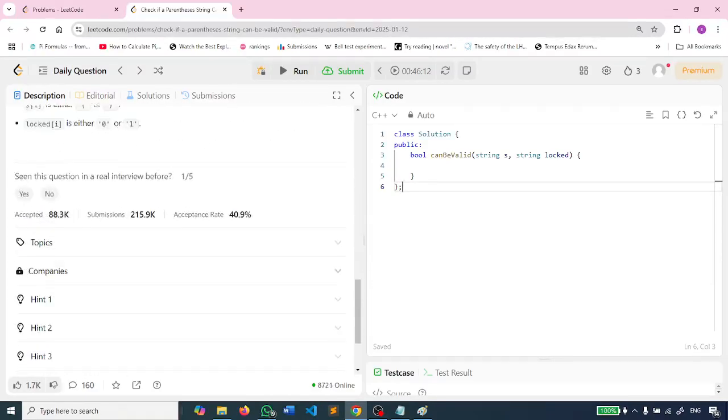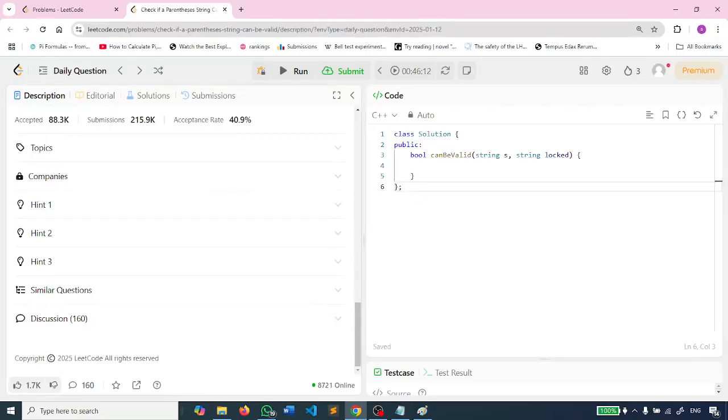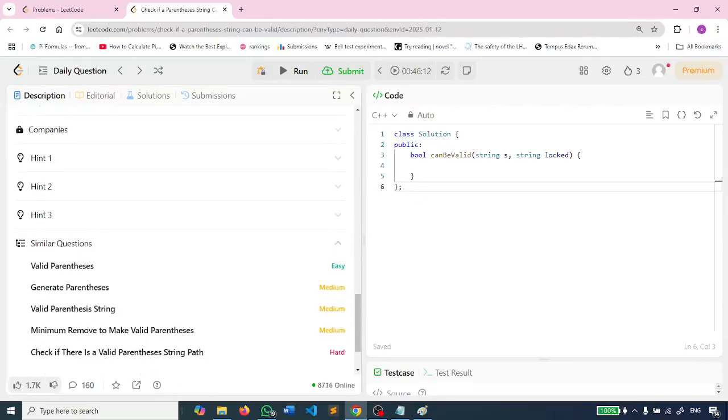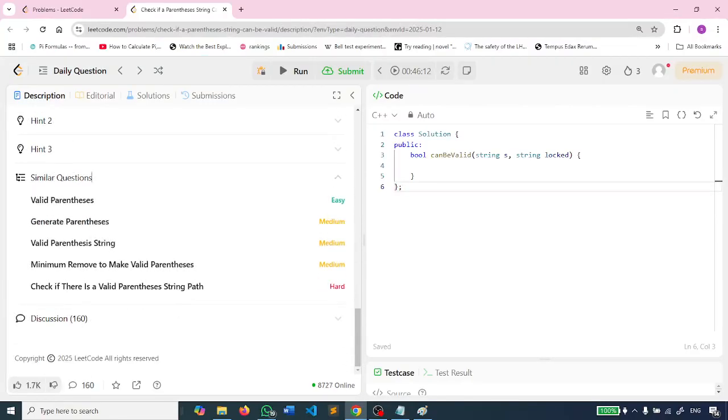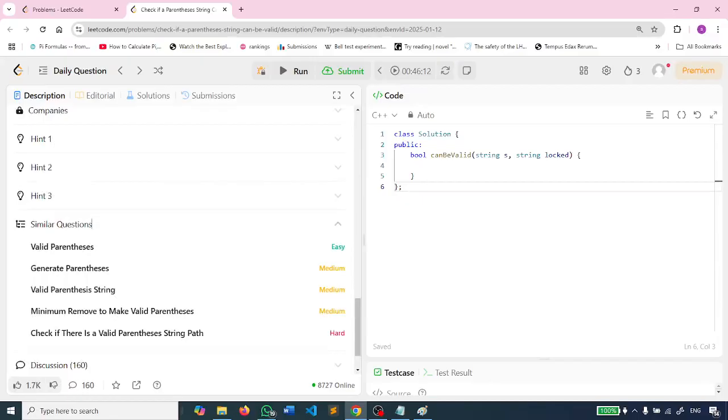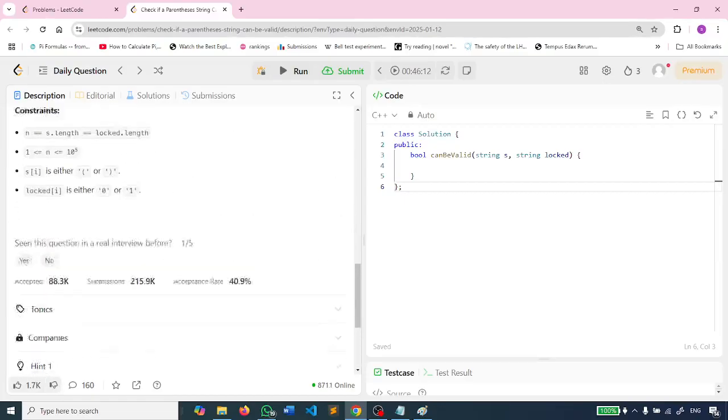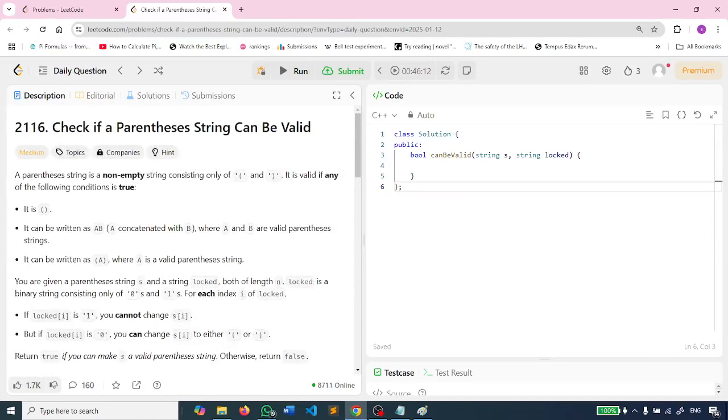Still like a more difficult problem, similar questions: valid parentheses, generate parentheses, check if there is a valid parentheses, move to... wow, this solves such problems actually. Should make a note of all these problems for future reference. Yeah. I need to think in some different way.